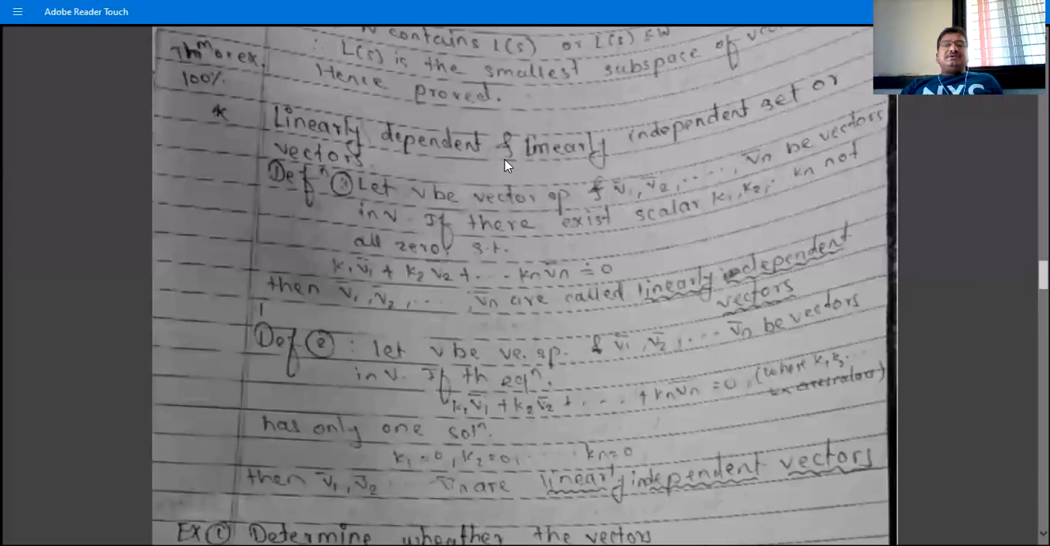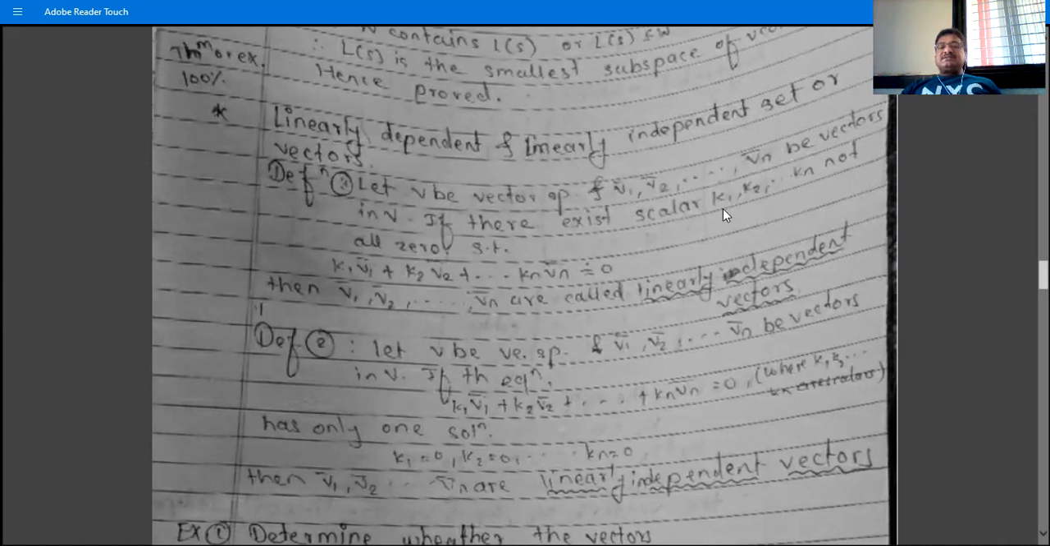Next topic is linearly dependent and linearly independent sets of vectors. Linearly independent vectors or linearly dependent vectors, or linearly dependent and independent sets. So let V be a vector space and v1, v2, ..., vn be vectors in V.